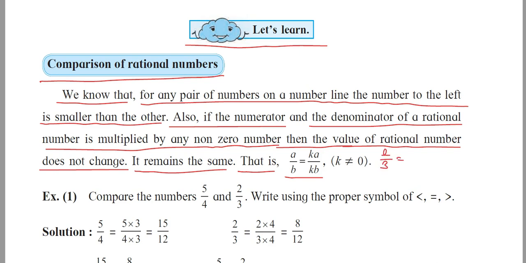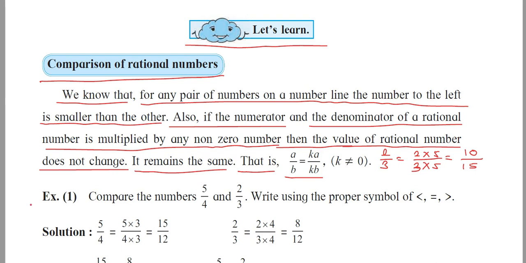Means we have 2 upon 3. If we multiply the numerator and the denominator by 5, the value of that fraction remains the same. That is, 2 by 3 is equal to 10 upon 15.